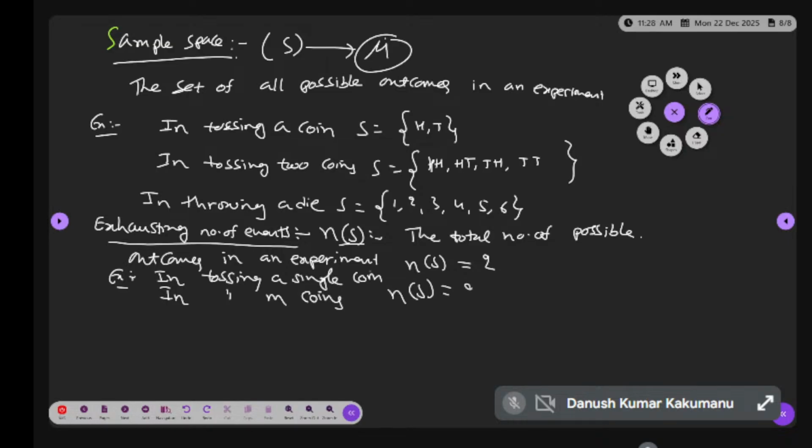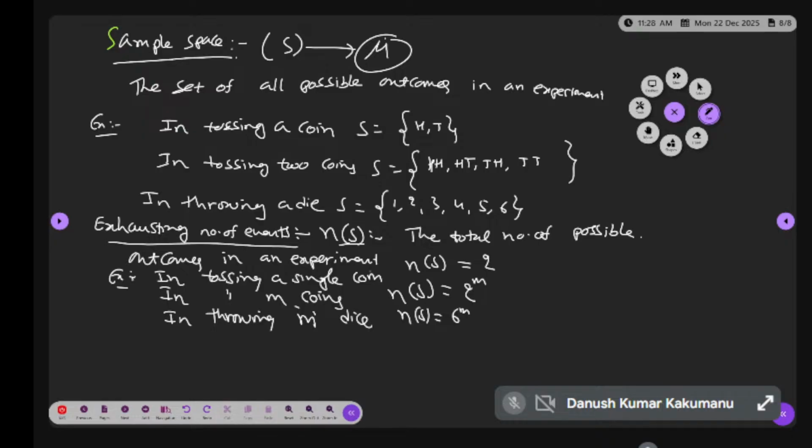In tossing m coins, what is n(S)? 2 power m. Is it clear to all of you? In throwing m dice, n(S) is 6 power m. Okay, all of you understood? 2 power m, 6 power m. What is the name of this definition? Exhaustive number of events. That is, the total number of possible outcomes in an experiment is called the exhaustive number of events.